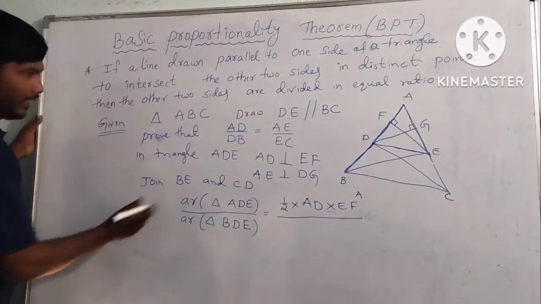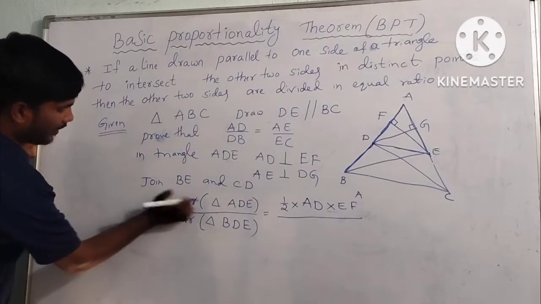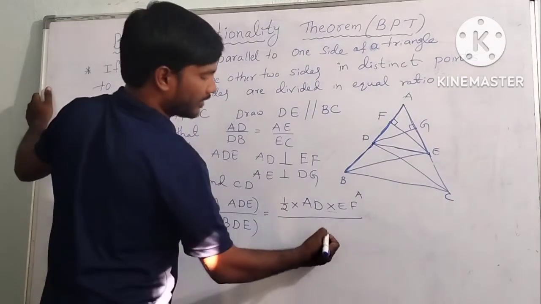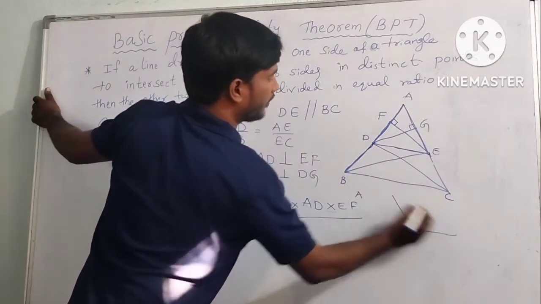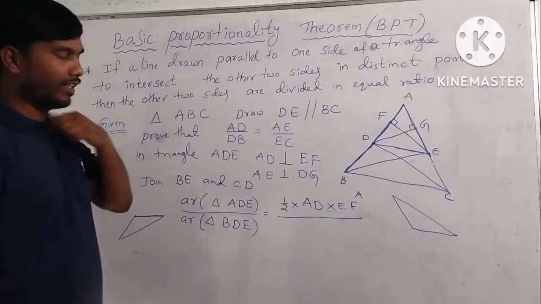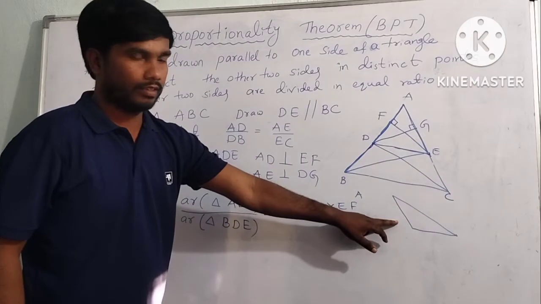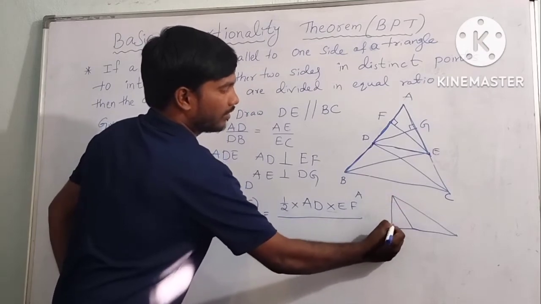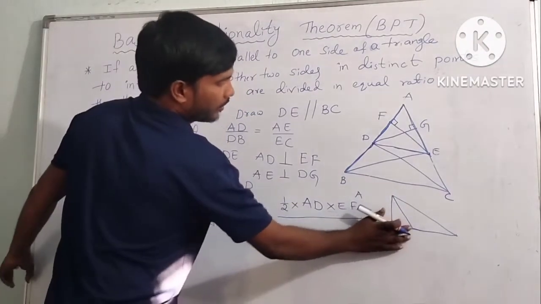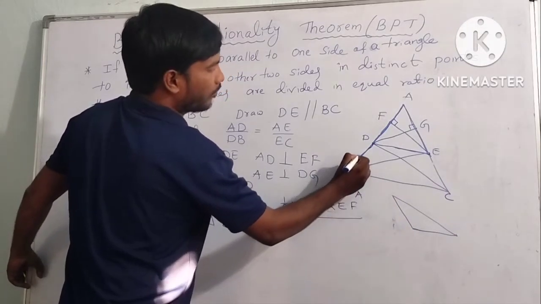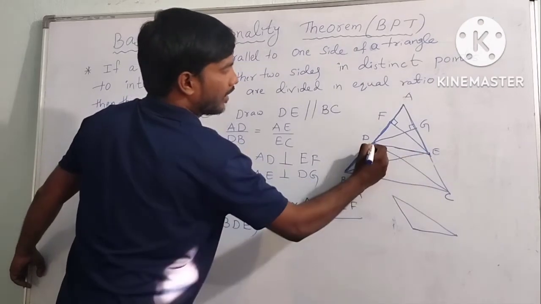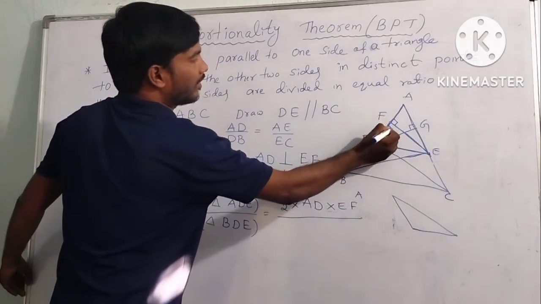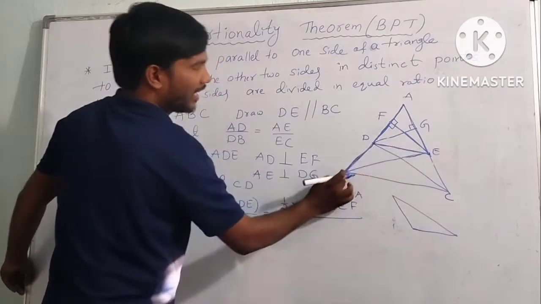So just observe the BDE triangle. BDE triangle is there like this. You may have studied this topic for obtuse angle triangle. How will you measure the height of this triangle? The height of the triangle exists outside of the triangle. In the same way, the height of the DBE triangle exists outside of the triangle, that is this one. So the BDE triangle height is also EF only.